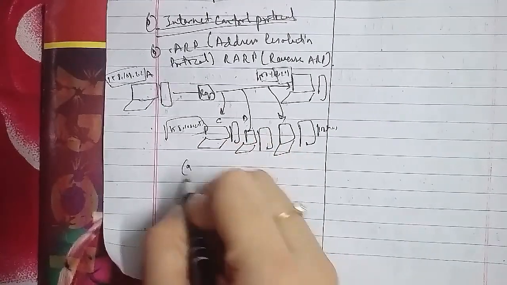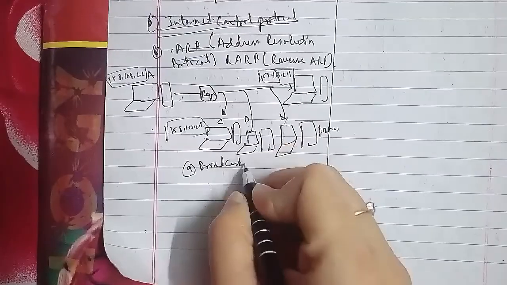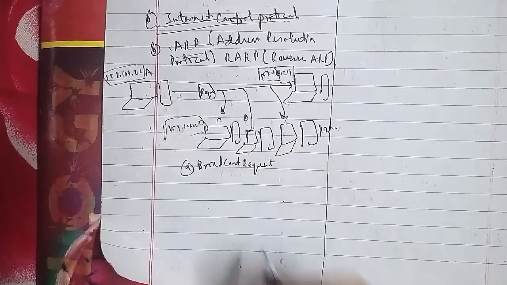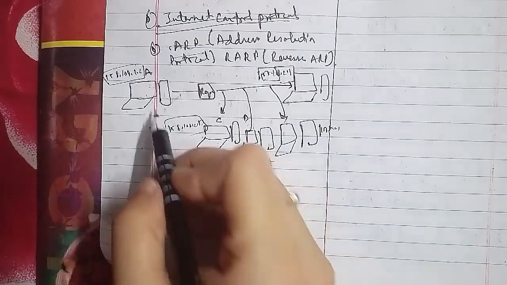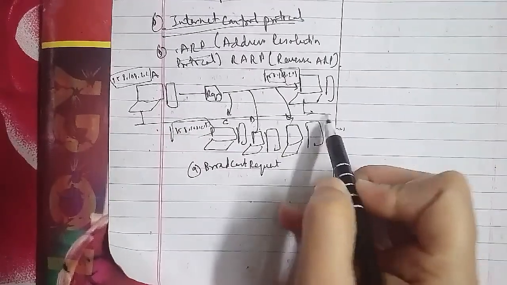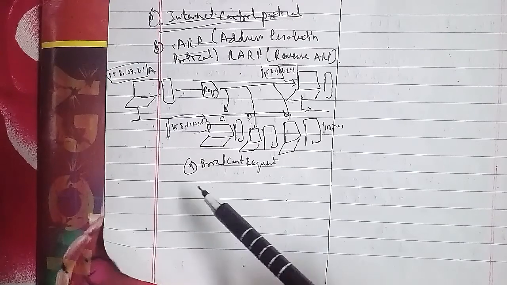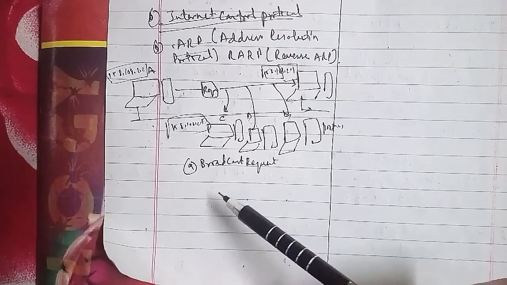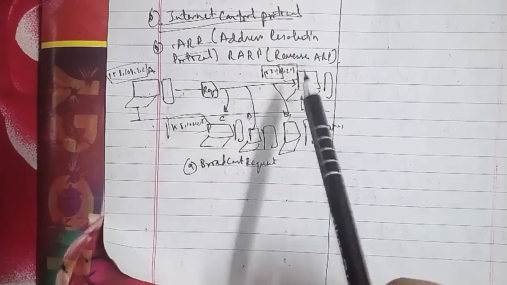In the broadcast request, the systems are interconnected to one another. And then there is the unicast reply, where they reply and request from one system to another system that is connected to it. That is a unicast reply, one-on-one. That is the other way.